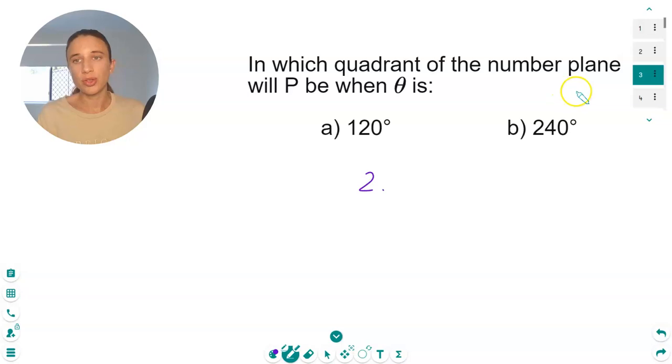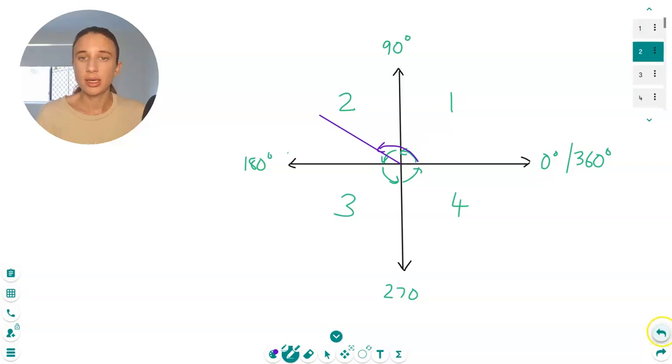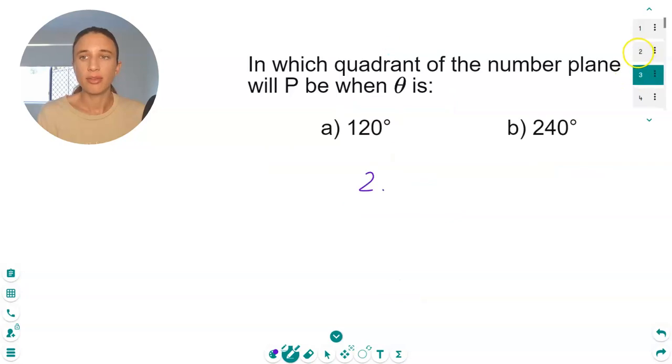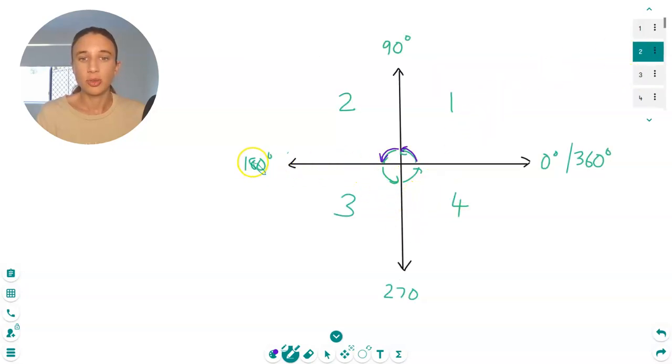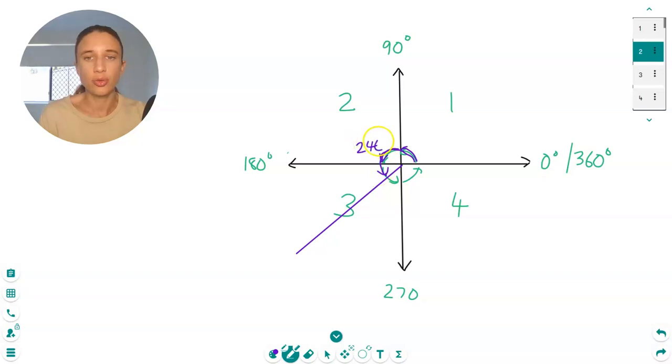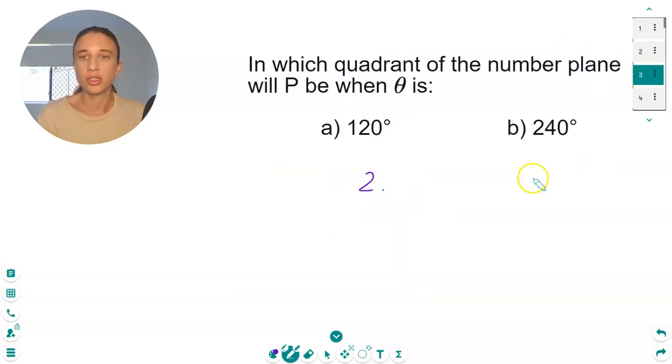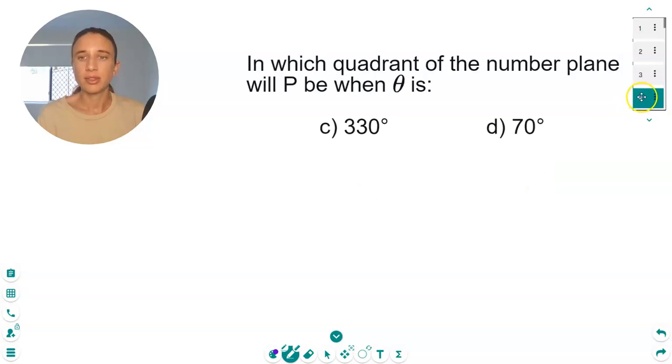And now it says, in which quadrant of the number plane will P be when theta is 240? So I'm just going to hit undo. Now, which of these quadrants, 1, 2, 3, or 4, would 240 sit? So as you go around, this is between 0 and 90. This is between 90 and 180. And we are looking for 240, which lies between 180 and 270. So you can just throw in a line there. And that's what 240 is. So that sits in quadrant 3. Now let's look on the next slide.